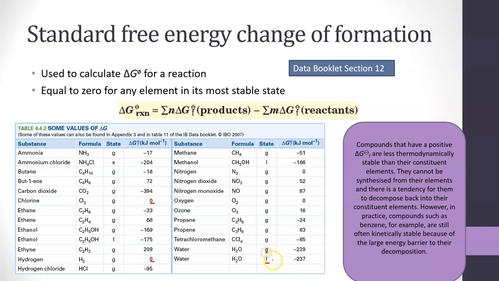You can see here gas and liquid water still have a negative delta G value. So compounds that have a positive delta G are less thermodynamically stable than their constituent elements. So they can't be synthesized from their elements as there is a tendency for them to convert back into them. Okay, in practice, compounds such as benzene are still often kinetically stable because of the large energy barrier to their decomposition. Okay, so remembering that benzene has that extra stability provided by the delocalization of the pi cloud.